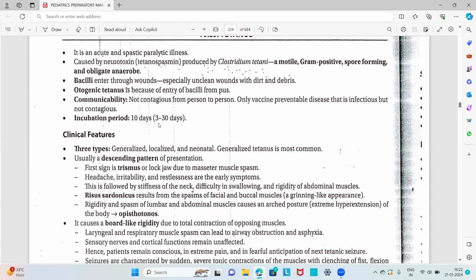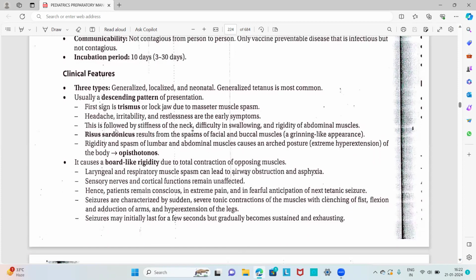And the incubation period for tetanus is about 10 days. That is, actually 3 to 30 days, and the average is 10 days. And the clinical features: when these bacilli enter the wound in our body, the clinical features are manifested. There are three types of clinical features: generalized, localized, and neonatal. Generalized tetanus is the most common. Usually there will be a descending pattern of presentation. The first sign of tetanus is trismus or lockjaw due to masseter muscle spasm.